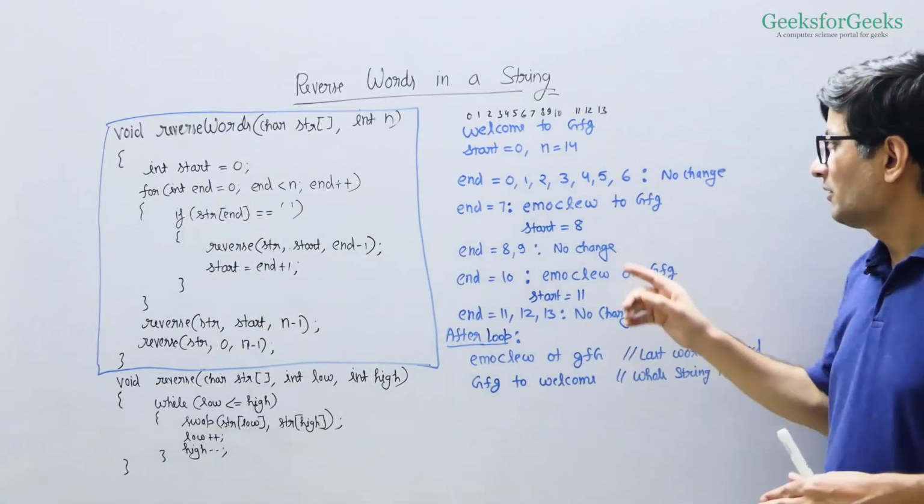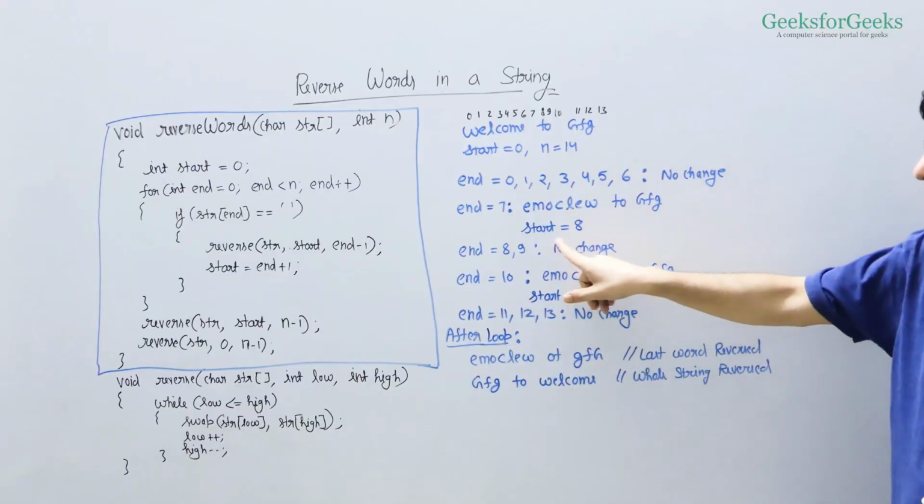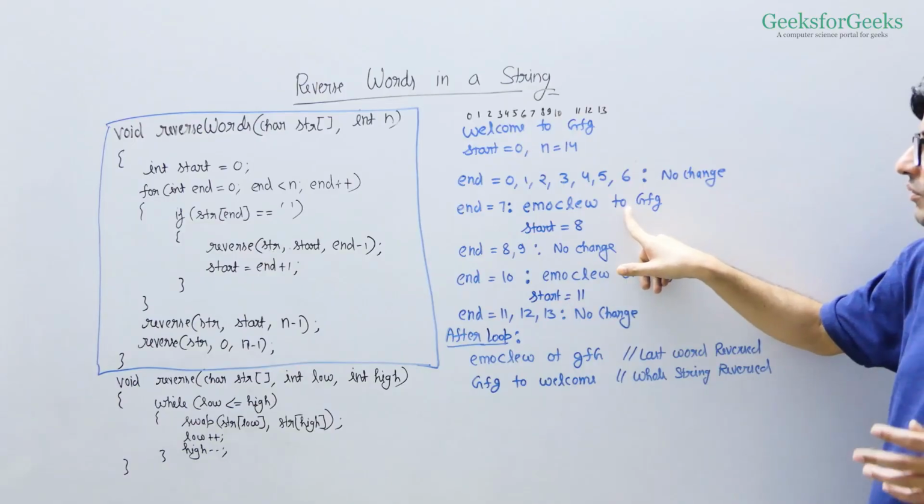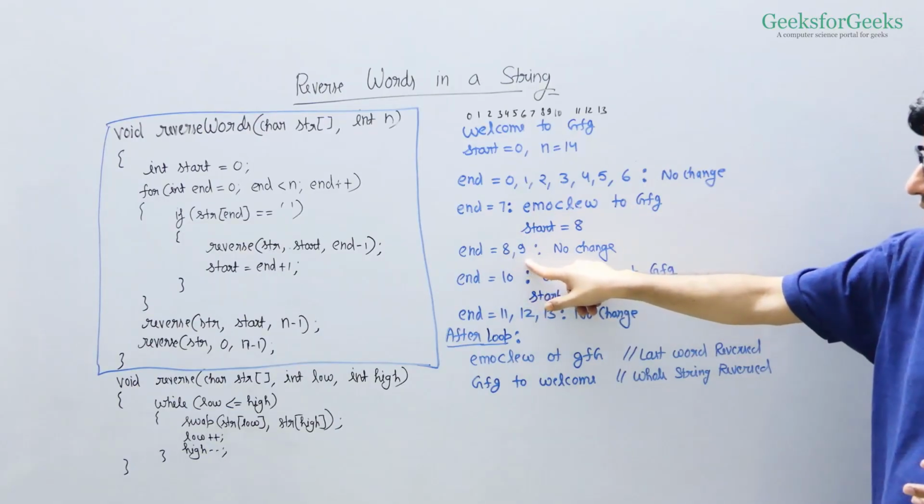So after start is set to 8, we again run this loop. Now we see a T, we ignore it. We see an O, we ignore it. So we don't make any change for 8 and 9.